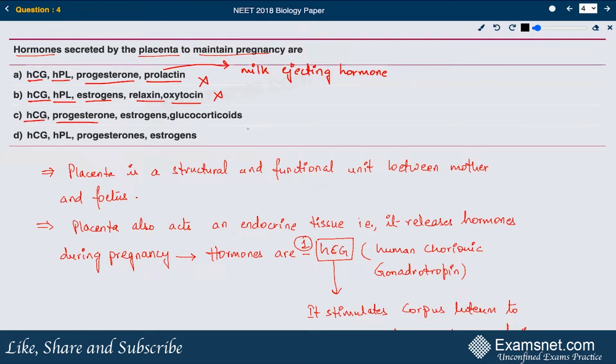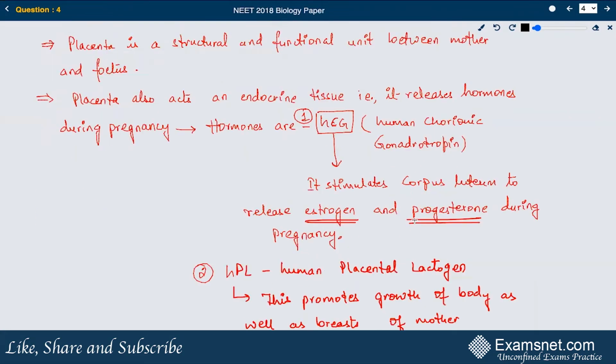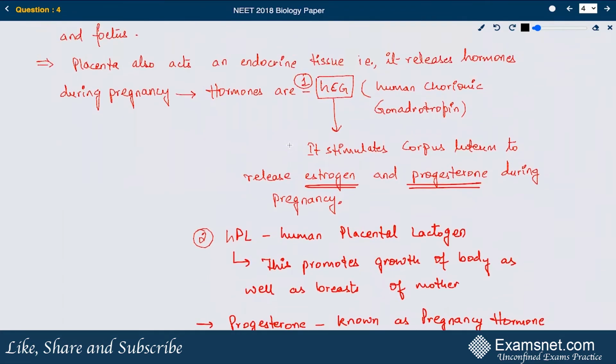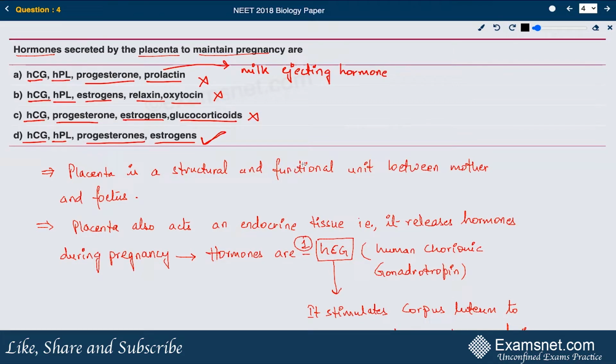Then HCG, progesterone, estrogen, and glucocorticoids. Again, glucocorticoids is not the option. All right, glucocorticoids are not released. So again, this won't be the option. Then it is HCG, HPL, progesterones, and estrogens. Again, this is going to be the correct answer. All right, because we have seen over here that HCG and HPL are involved. But apart from that, this HCG is also stimulating the release of two important hormones during the pregnancy, which are estrogen and progesterone. All right, so that is the case. So with this, option D is the correct answer.